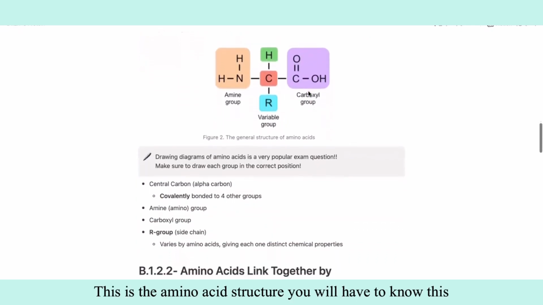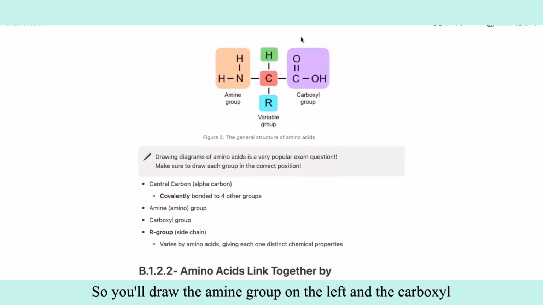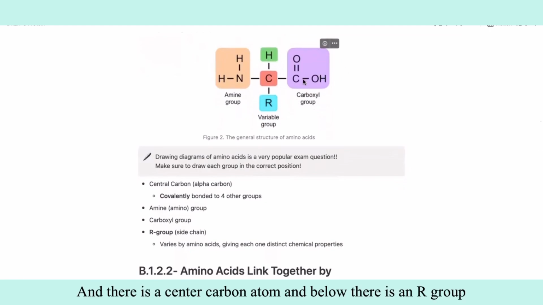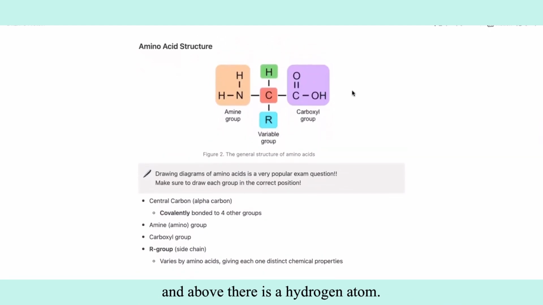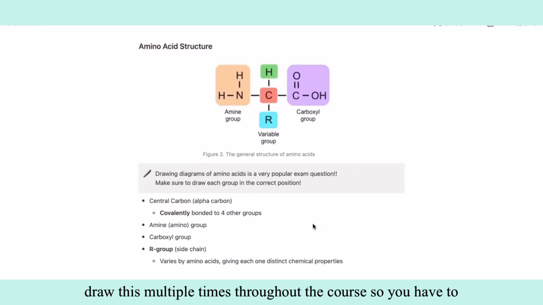This is the amino acid structure. You will have to know how to draw this for future exams. So you'll draw the amine group on the left and the carboxyl group on the right. And there's a center carbon atom, and below there is an R group, and above there is a hydrogen atom. This is a very popular exam question, and you will be asked to draw this multiple times throughout the course, so you have to memorize this.